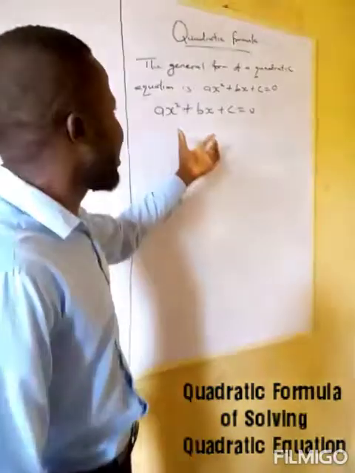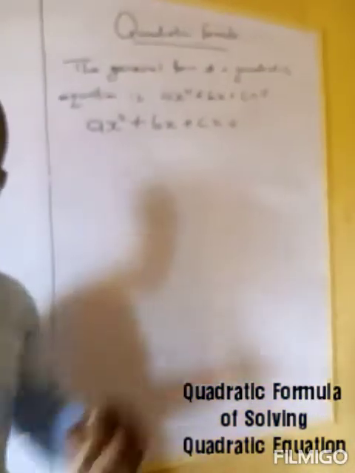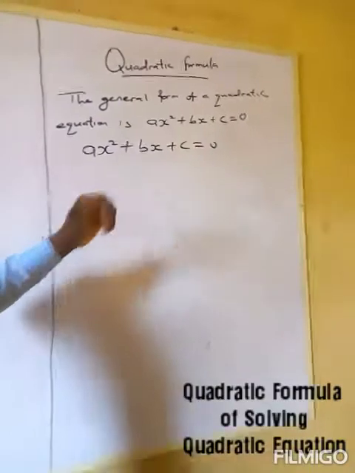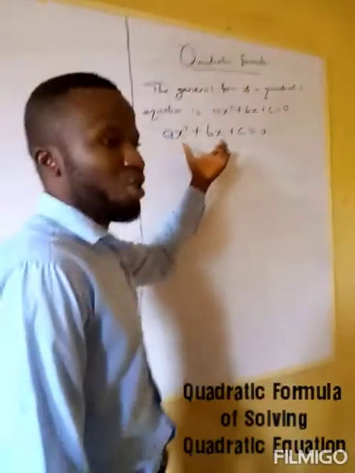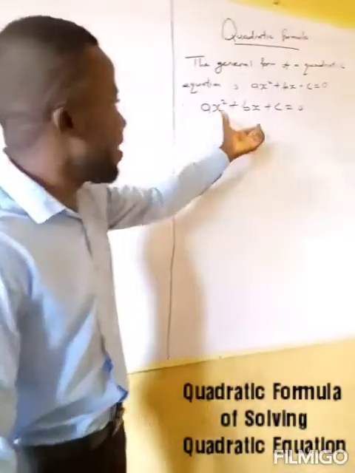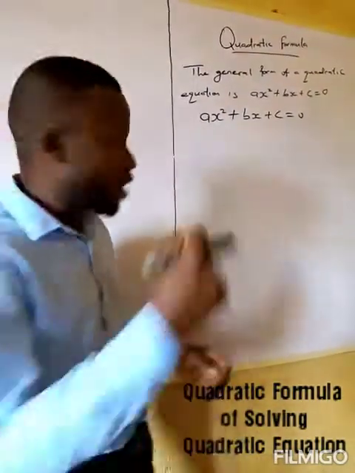Now, having this general form of a quadratic equation, I will show you how I can get my quadratic formula from this general form of the quadratic equation. Follow me as I go.